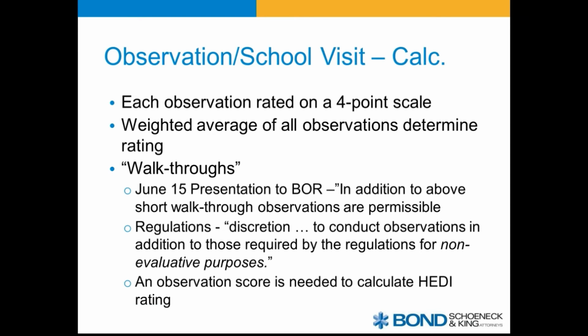So how do you go about doing the calculation for the observation component of the APPR? Each observation has to be rated on a 4-point scale, and you would have to take the weighted average of all of the observations to determine the final rating in the observation category. If you have negotiated more than one observation in a subcomponent, for example, 2 or 3 observations by the principal, you would take the average of all of those observations in that subcomponent to determine the rating in that subcomponent, and then you would give that rating the appropriate weight when you average it with the other subcomponents.